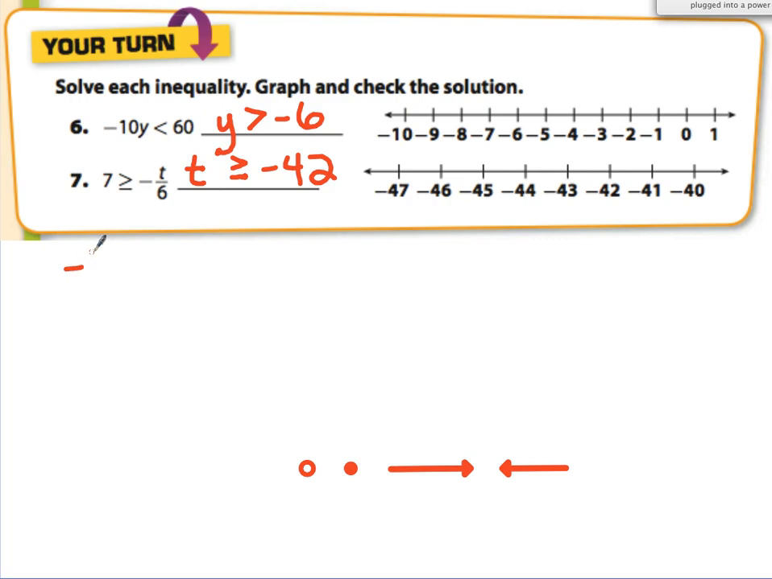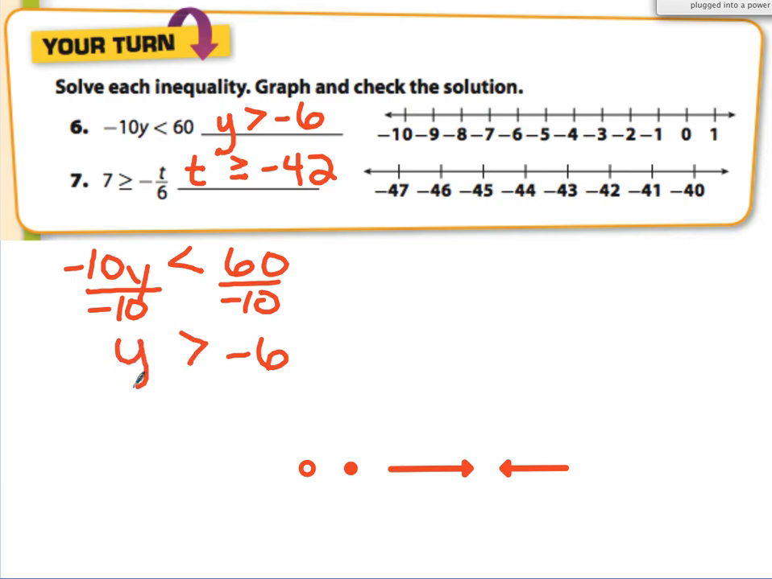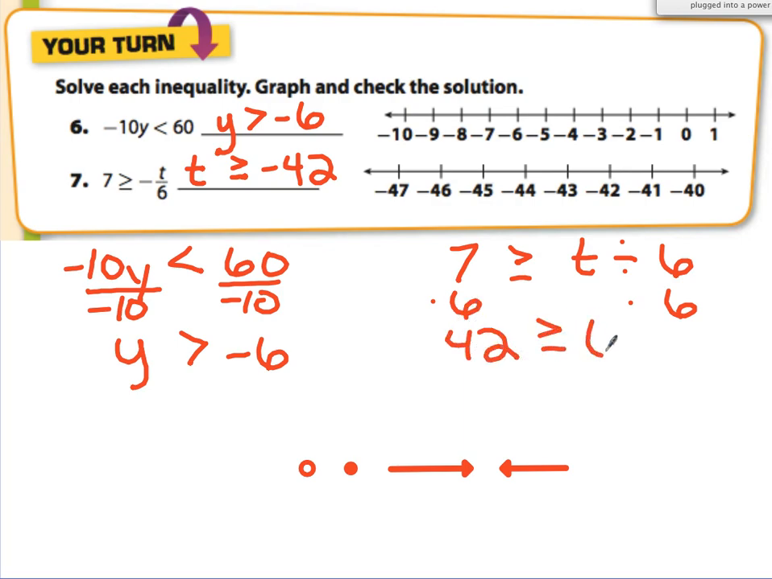Okay, now remember, negative 10 times y is less than 60. You're dividing by negative 10. So when I do that, my answer here became a negative 6, which tells me my sign should be flipped. Then here I had 7 is greater than or equal to t divided by 6. So I'm multiplying both sides by 6. My sign stayed the same, so no need to flip, so I'm good. All right, so now what you can do is graph, and when you come back, we'll check your answer.